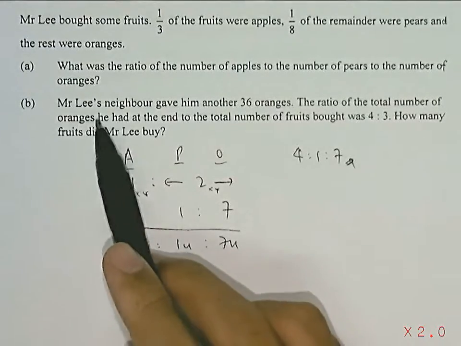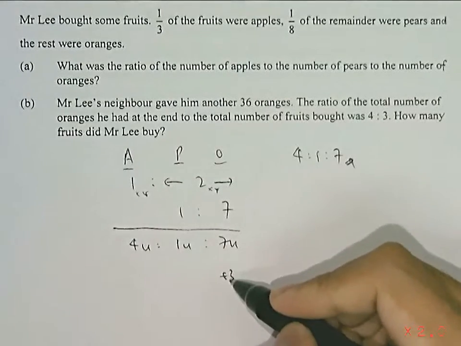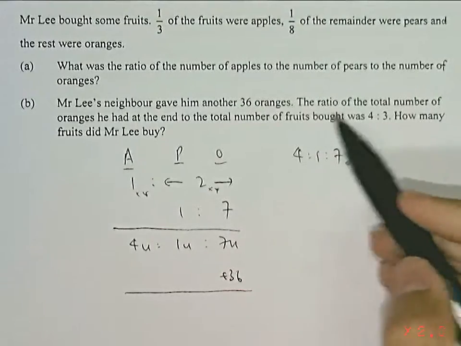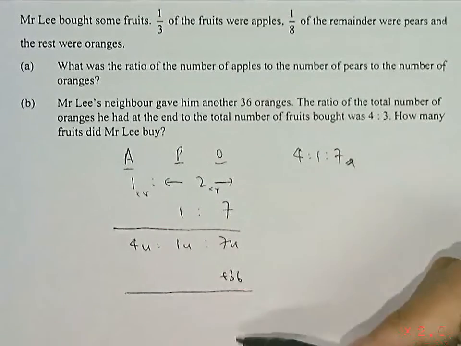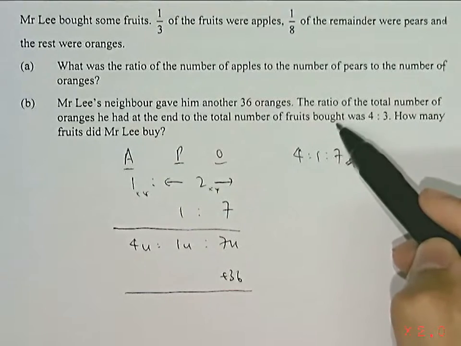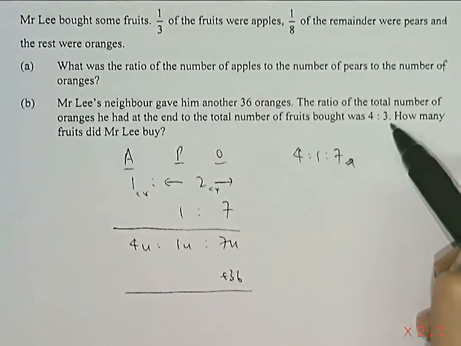Part B, Mr. Lee's neighbor gave him another 36 oranges, so it would increase by 36. And the ratio of total number of oranges he had at the end to the total number of fruits he bought was 4 to 3. So how many fruits did Mr. Lee buy?